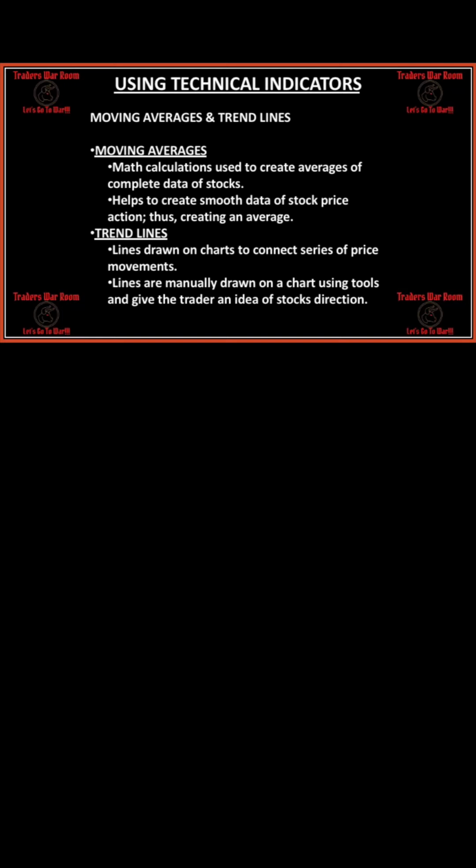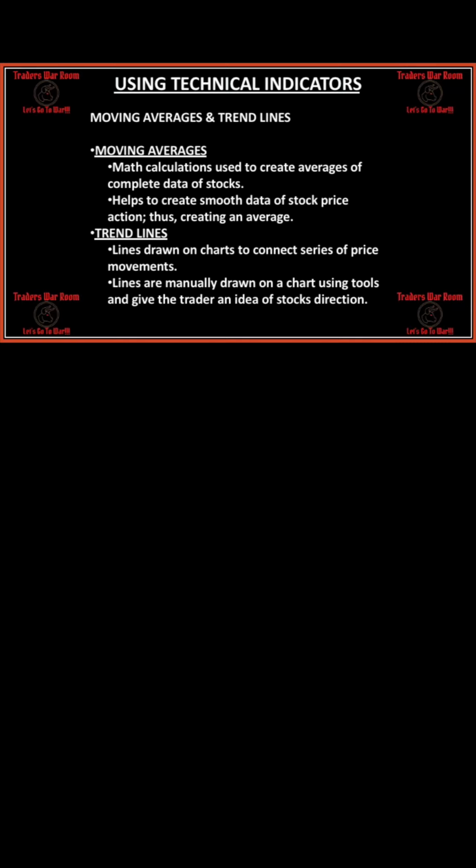So when we're talking about moving averages and trend lines, moving averages are, remember, mathematical equations used to create averages compiled of historical data. And this helps to create smooth data of stock prices that may be volatile, and creating an average price for us to plot on the chart.